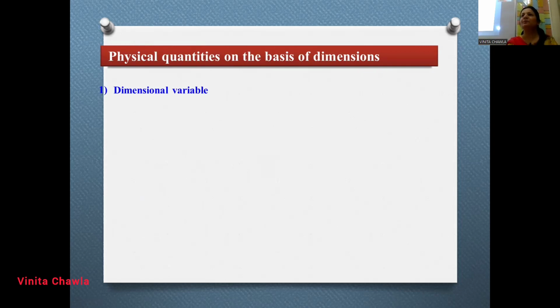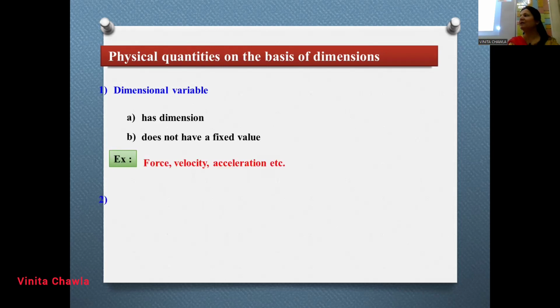So dimensional variable. Variable means that which varies and which also has dimensions. So here it has dimension and does not have a fixed value. So dimensional variables are those which have dimensions and they do not have a fixed value. Okay. For example, force, velocity, acceleration. These quantities do not have a fixed value and they have dimensions.